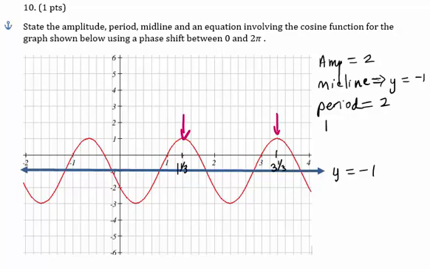Okay, this will also help us determine B in our equation. B is found by taking 2 pi divided by the period, or 2 pi over 2, which is pi. It also says use a phase shift. We're going to use cosine and use a phase shift between 0 and 2 pi. And so we'll use this first maximum at 4/3, or 1 1/3.